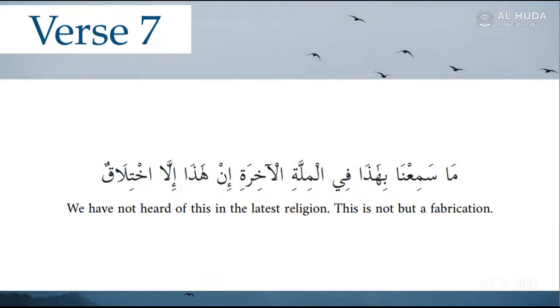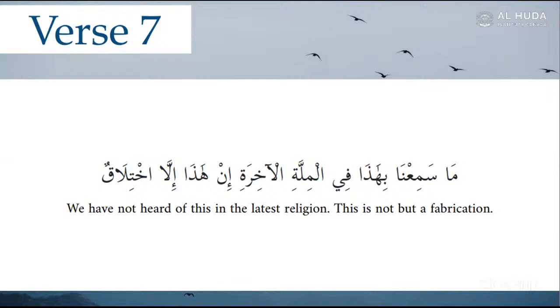Now what does this mean? One way to understand this is that they're saying we have not heard in the religion of our forefathers anything like this Tawheed Uluhiyya, to which Muhammad sallallahu alaihi wasallam is inviting us. We've always been worshipping gods, multiple gods. And this is again reflective of the same statement, أَجَعَلَ الْآلِهَةَ إِلَهًا وَاحِدًا إِنَّ هَذَا لَشَيْءٌ عُجَابٌ.